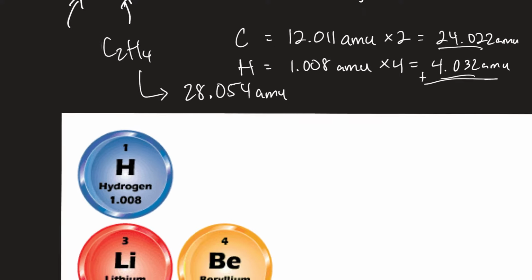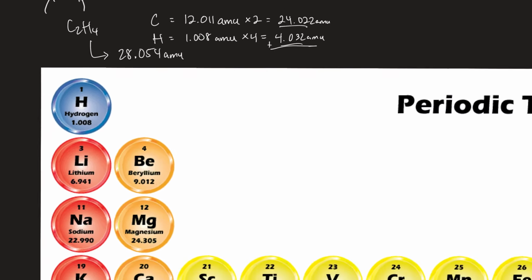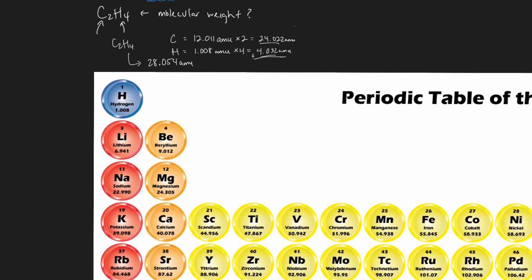So that's the molecular weight for this particular compound. Let's do another one so that we could practice. So, molecular weights are for molecules. Molecules are covalent compounds, right? We also have what we call formula weight, and formula weights are really just for ionic compounds.